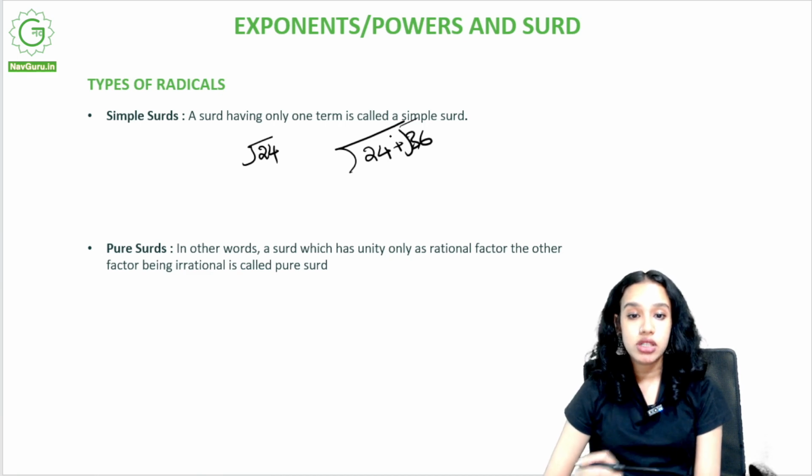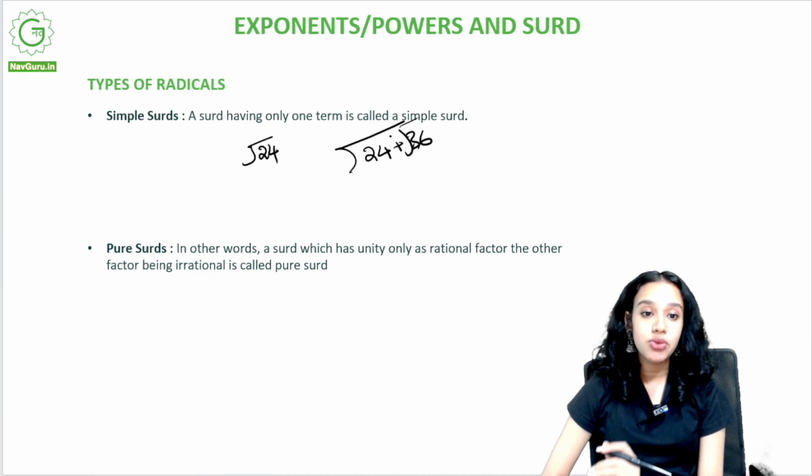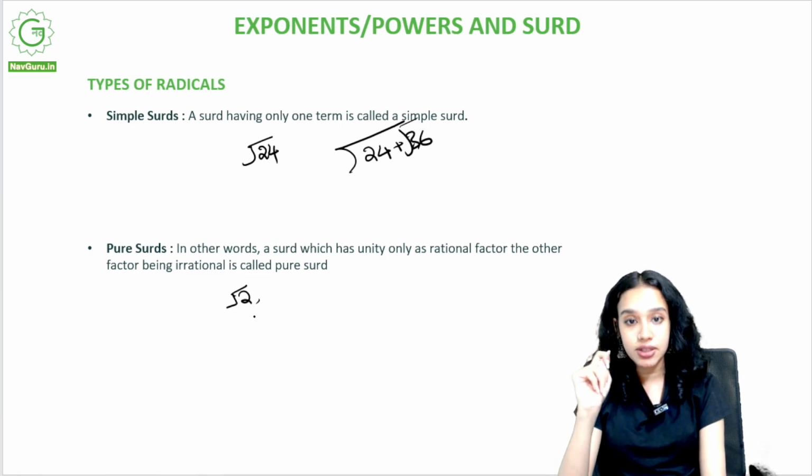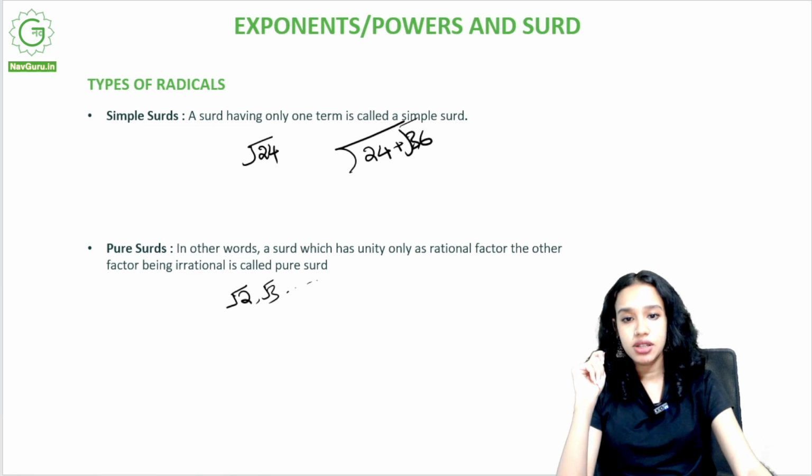Now we have pure surds. In other words, a surd which has unity only as a rational factor and the other factor being irrational is called a pure surd. So, pure surds are surds like, let's say, root 2, right? It just has 1 as a factor. Root 2, root 3, etc. are called pure surds, right?